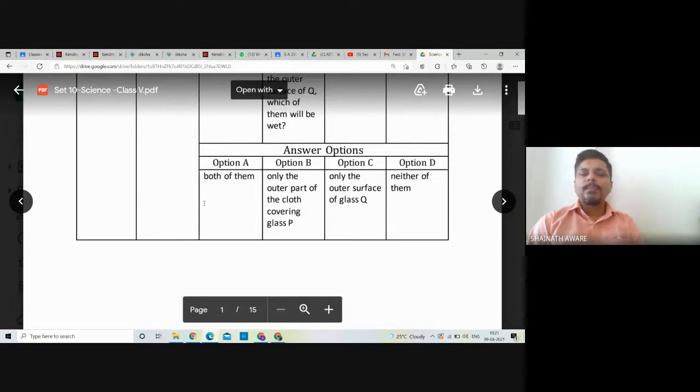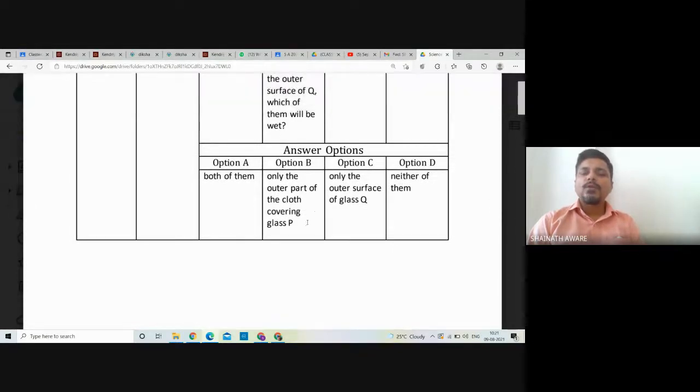Both of them? Only the outer part of the cloth covering glass P, only the outer surface of the glass Q, or neither of them?